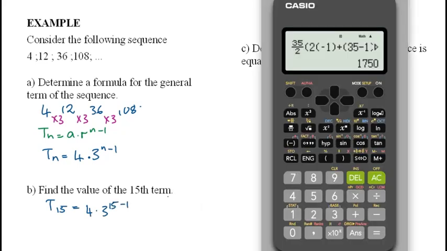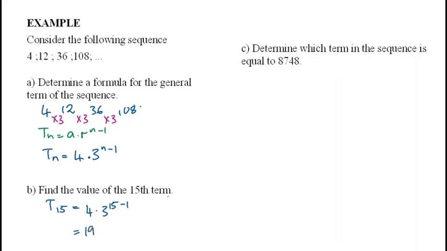Let's bring up the calculator. What will happen is that we're just going to have 4 times 3 raised to the power of 15 minus 1. And this is a really massive number, 19,131,876.